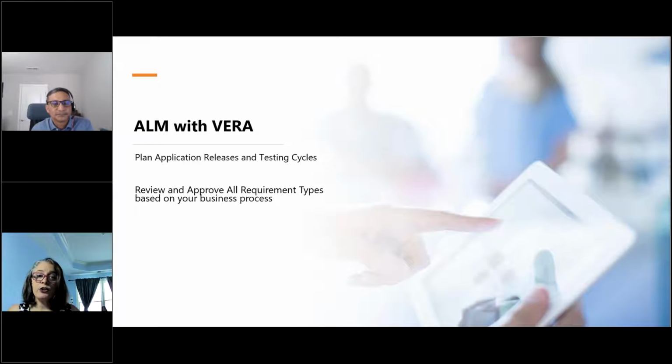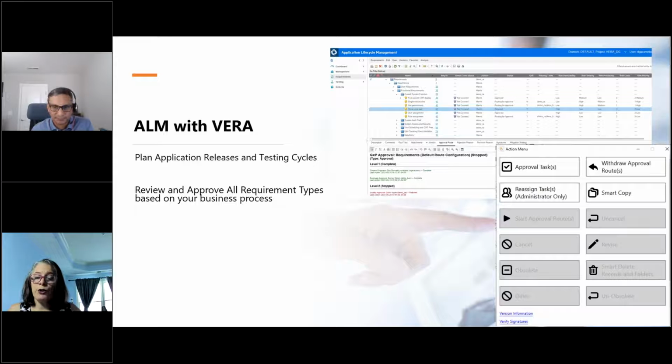With ALM for VERA, you can also review and approve a variety of requirement types based on your specific business process. So with VERA, just a quick glance here of what it looks like, we can literally lift and shift your business process. So if you do user requirements, functional requirements, design requirements, and you have unique reviewers and approvers for each of those pathways, it's all configurable, right? So we can really translate your business process to the tool so that you can have it all within one location, and you don't have to keep it in a separate location. You can have it all there.